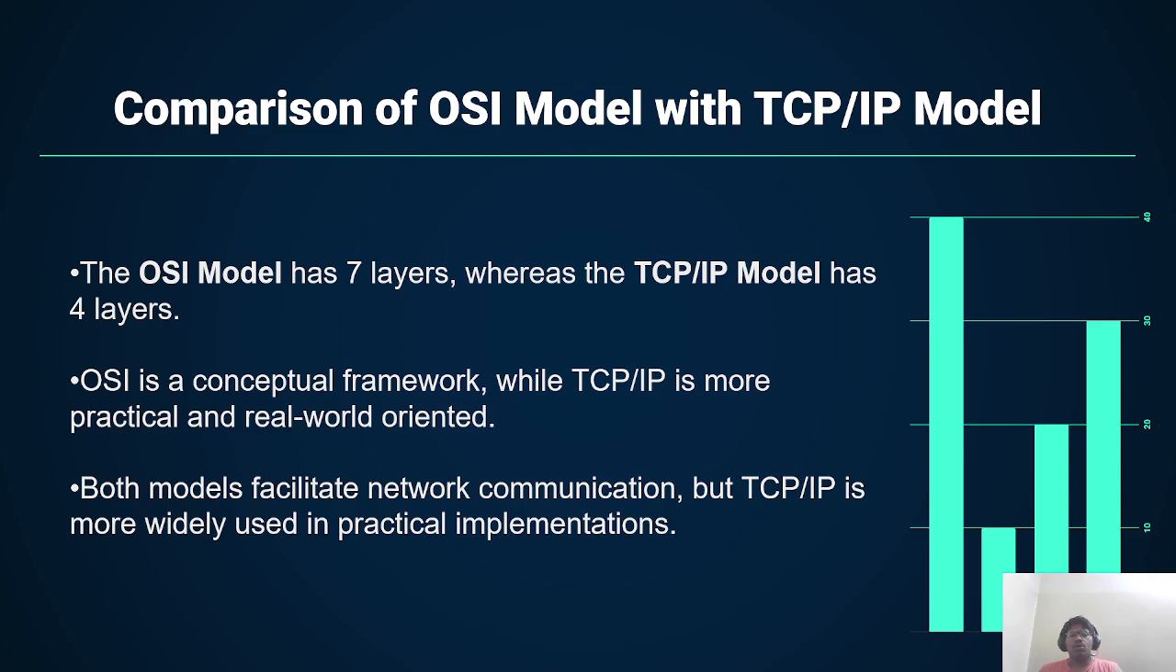Comparison of the OSI model with the TCP/IP model. Now let's compare the OSI model with the TCP/IP model. While the OSI model is a theoretical framework with 7 layers, the TCP/IP model is more practical and widely used, consisting of only 4 layers. Both models aim to facilitate communication, but TCP/IP is preferred in real world implementation due to its simplicity and effectiveness.